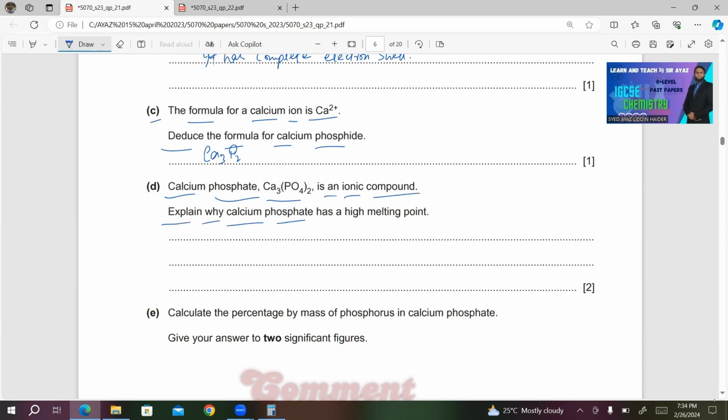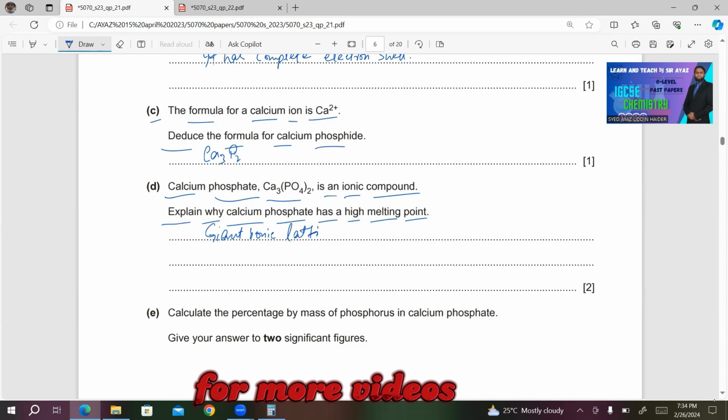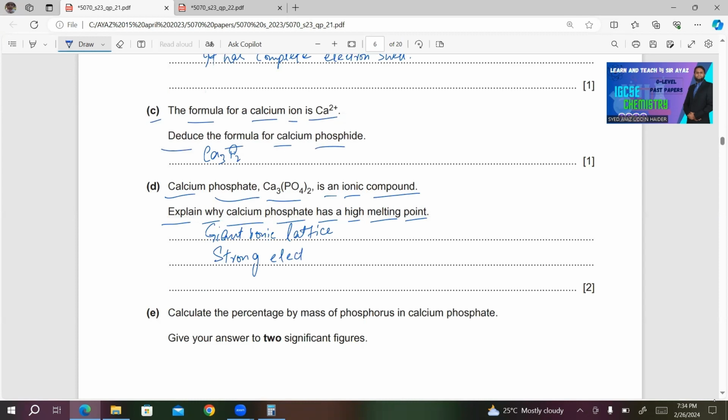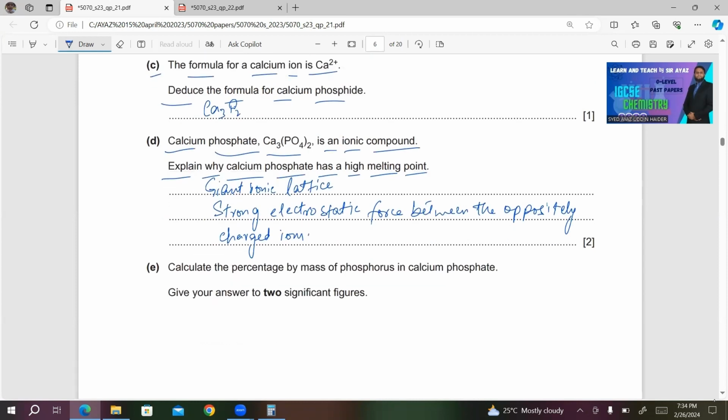Part D. Calcium phosphate, Ca3(PO4)2, is an ionic compound. Explain why calcium phosphate has a high melting point. You know, ionic compounds have a giant structure. You can write giant ionic lattice or giant structure, and strong electrostatic force or strong force between the oppositely charged ions.